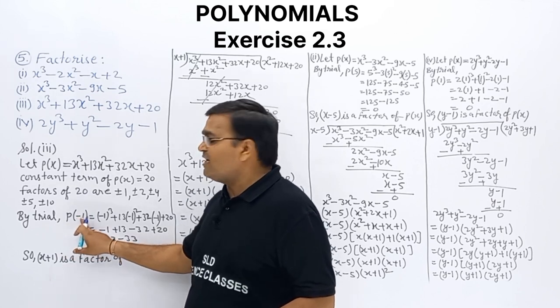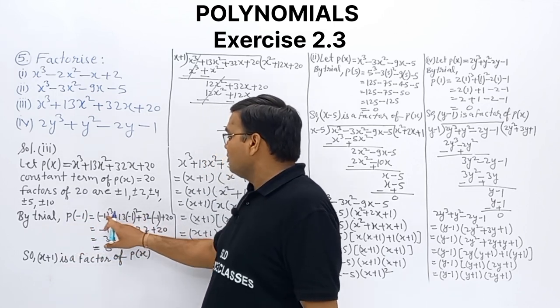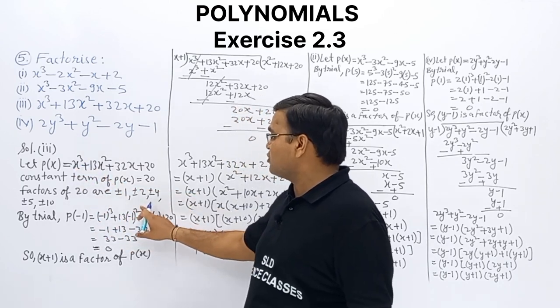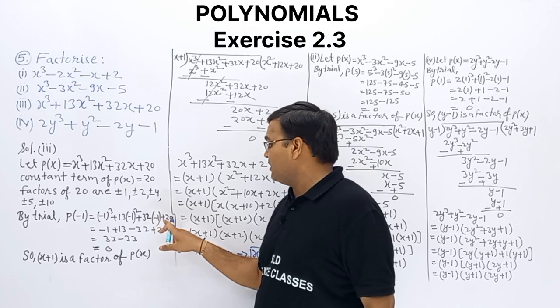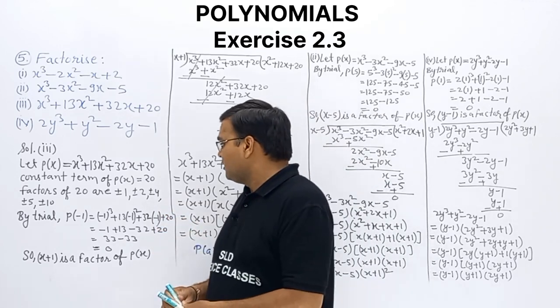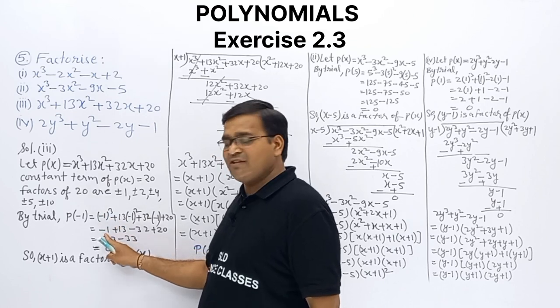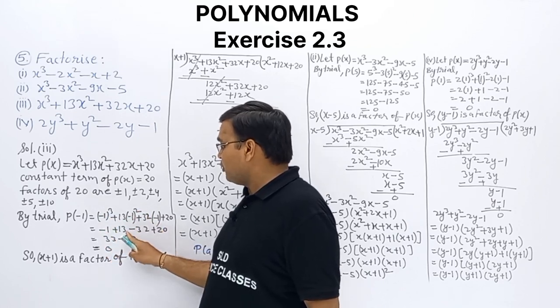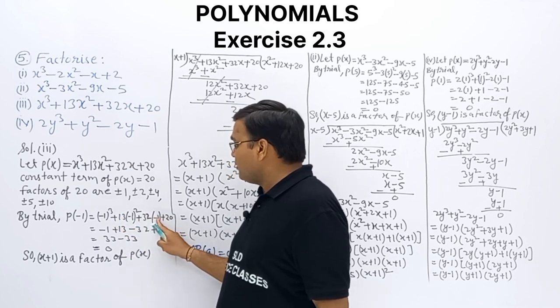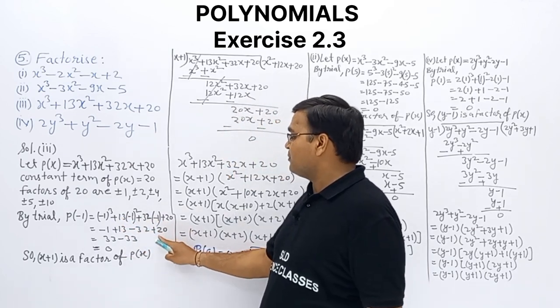Once we put minus 1, then what is x? Minus 1 cube, minus 13 into minus 1 squared, plus 32 into minus 1, plus 20. Solve this one. Minus 1 cubed will be negative, minus 1. Minus 1 squared will be positive 1, multiplied by 13. We are getting 13. Plus into minus, minus 32, and this is the plus 20.